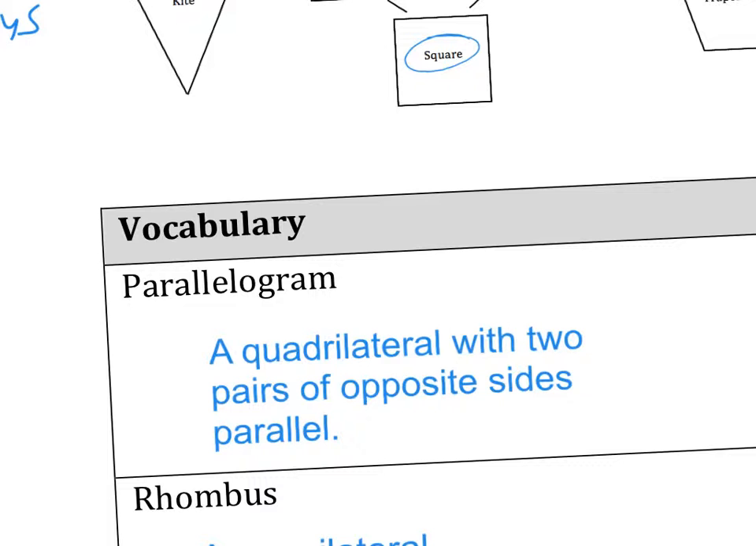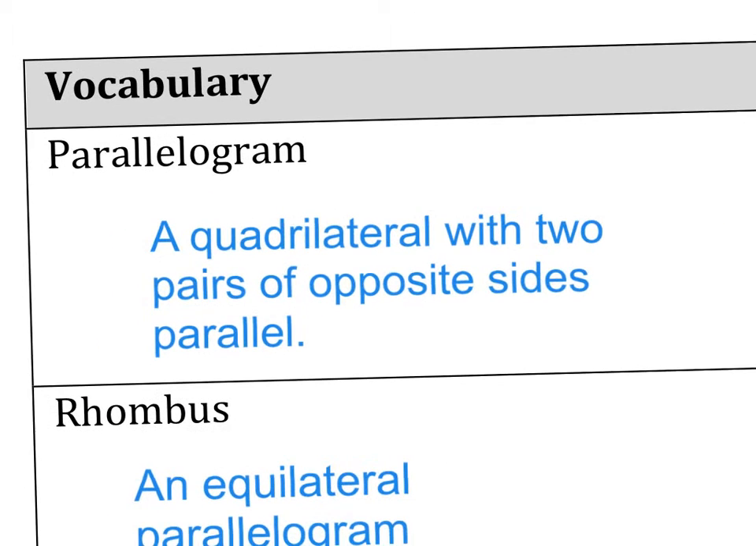Let's review vocabulary. Number one, parallelogram. It is any quadrilateral with two pairs of opposite sides that are parallel. So, parallel there, parallel there.